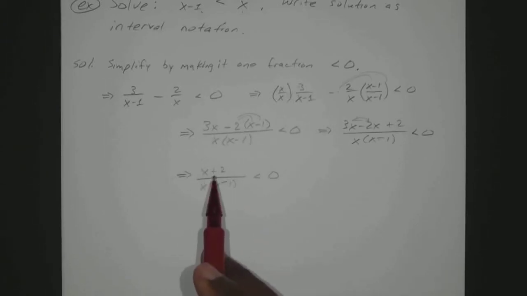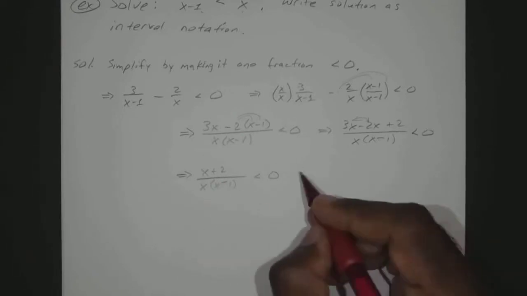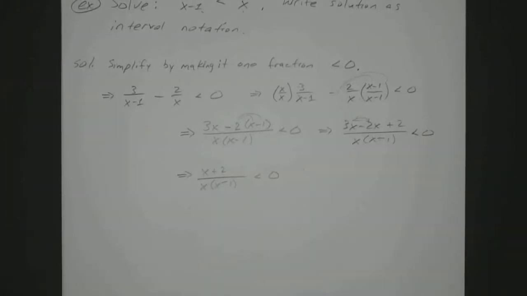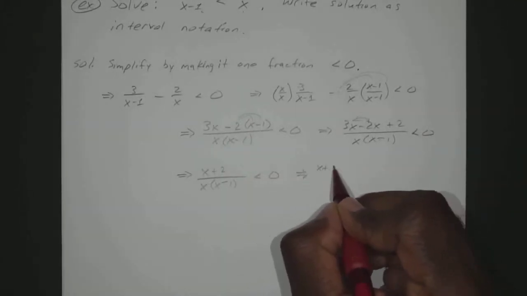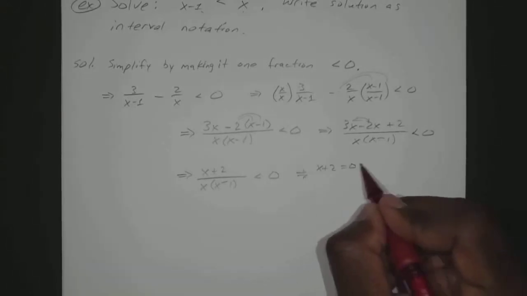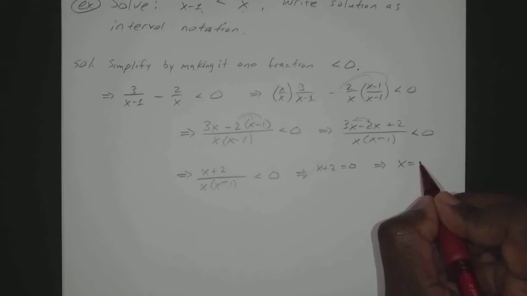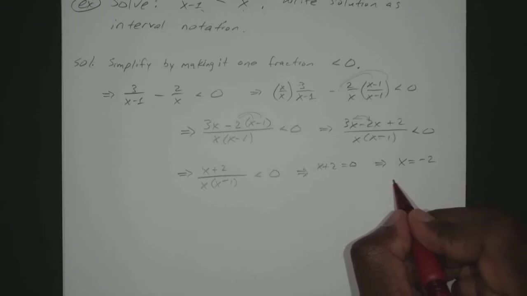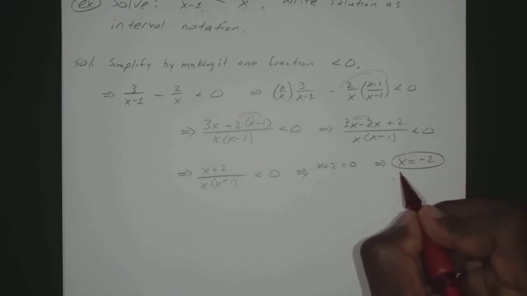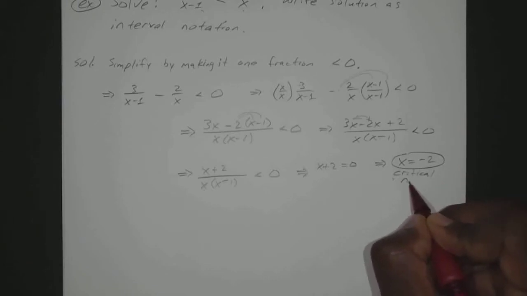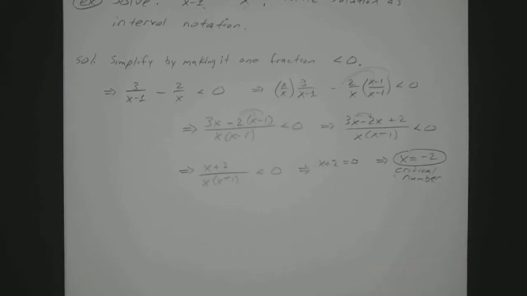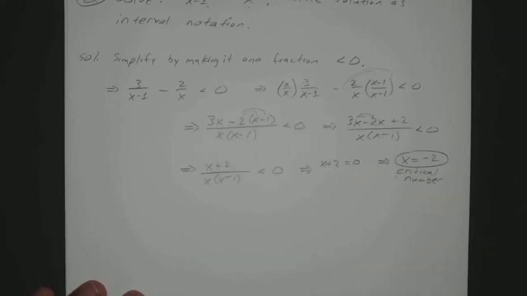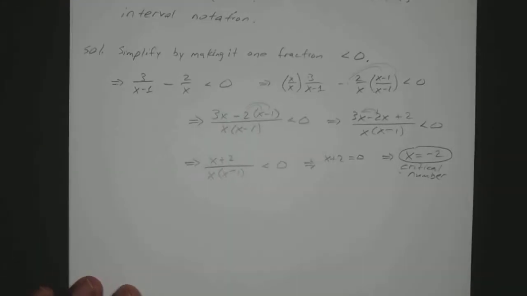Alright, so from there, we know for our numerator to equal 0, x plus 2. Let me kind of separate that a little bit. That gives us x plus 2 equals 0, which means that x can equal negative 2. We have x equals 0. We might as well put that. Actually, this is our critical number, because that will make our numerator equal 0. I'll leave it at that step.